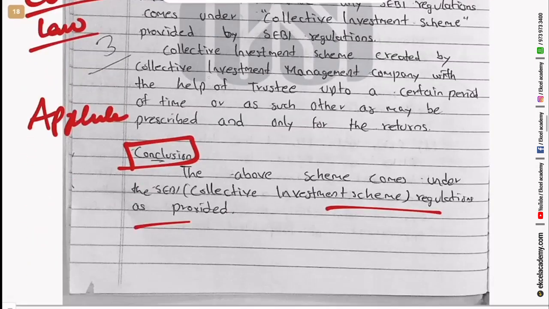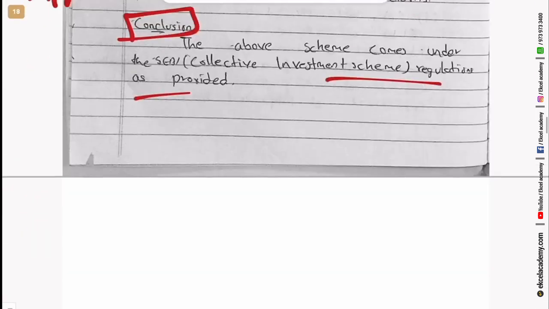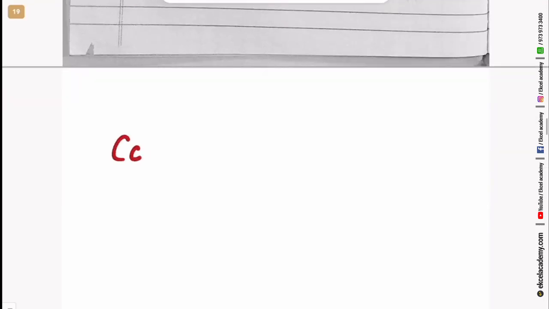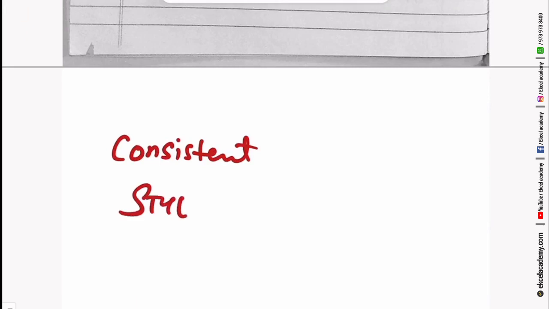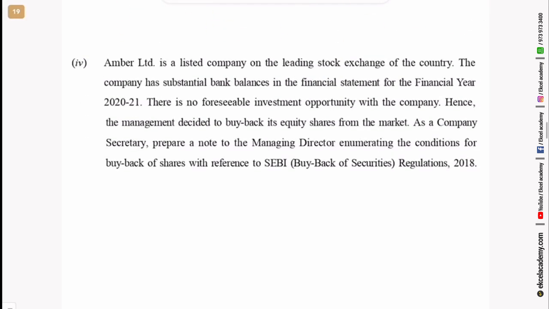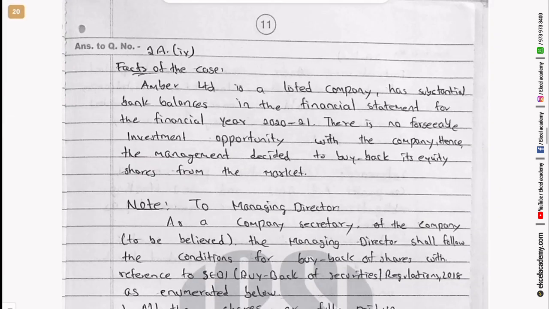So as I told, I won't be reading each one, we don't have time for that, but see the presentation and the consistency. This is very, very consistent. Style is super. Language is simple. That's all you need. You can do well in your exams too.